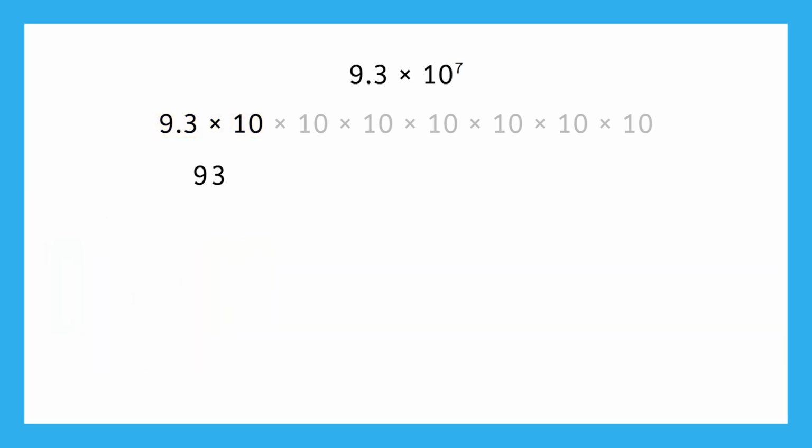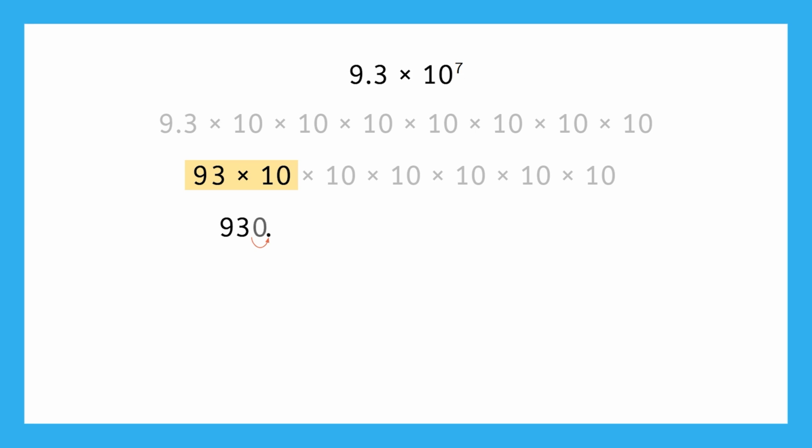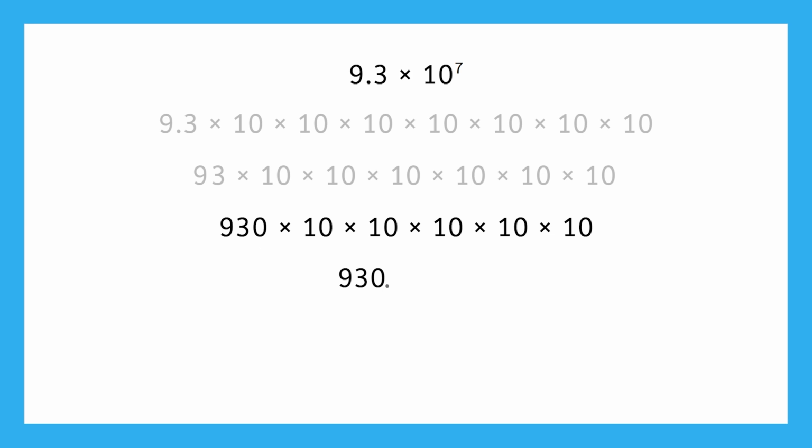Now multiply 93 by 10. Again, the decimal moves one place to the right. Since we don't have any more digits, we just add a 0, giving us 930. We still have 5 more tens to go. That means we'll move the decimal 5 more places to the right, adding 5 more zeros.